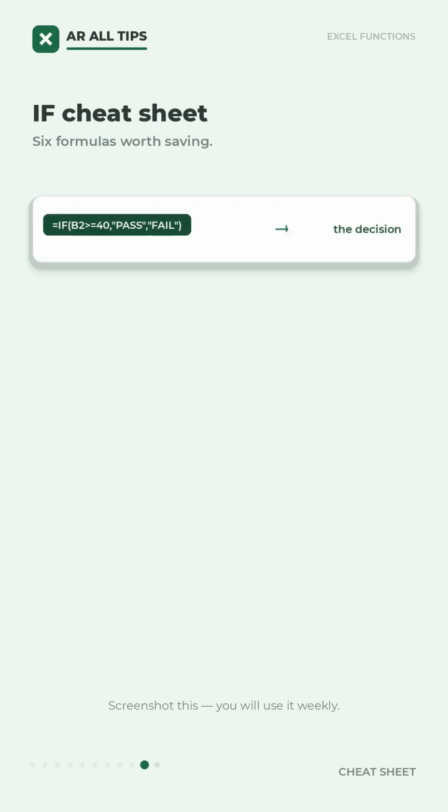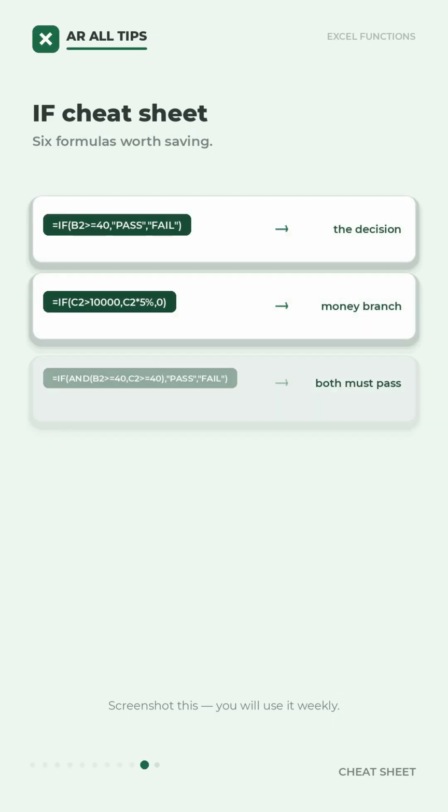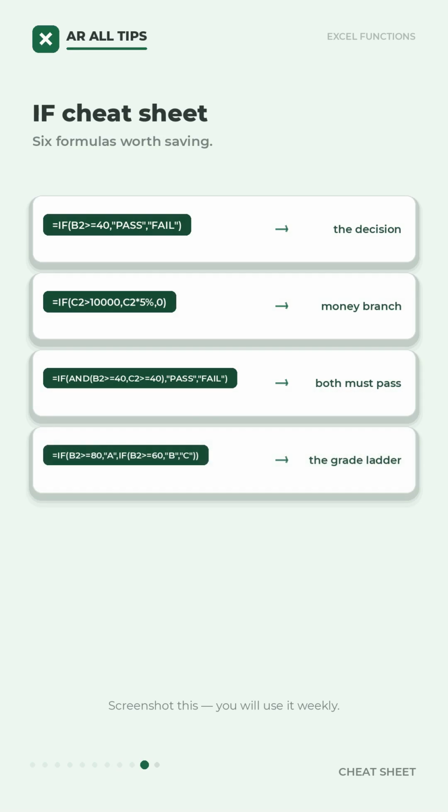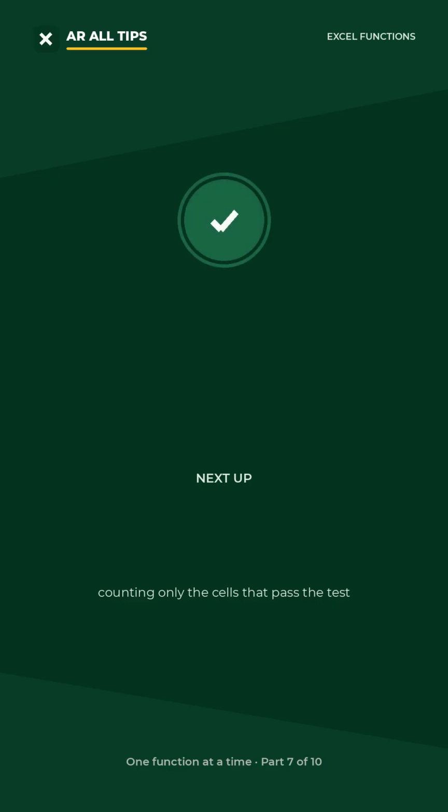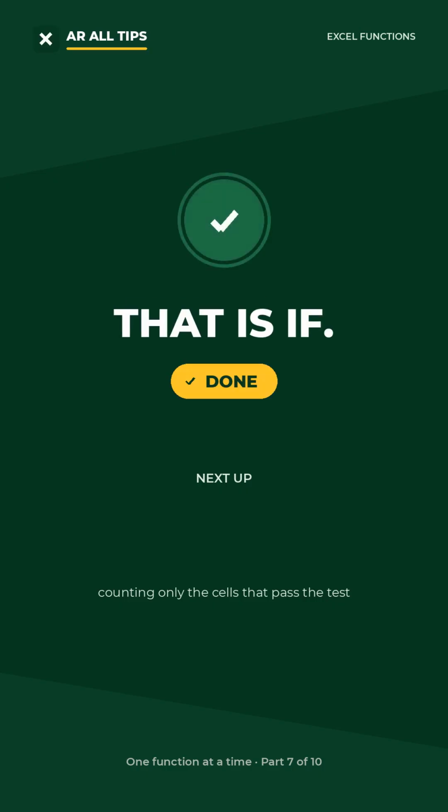Quick recap. IF, 1 test, 2 answers. AND or OR for double tests. Nested IF for the grade ladder. IFS for the tidy version, and the blank check that keeps reports clean. Screenshot this one. Every real spreadsheet uses it. And that's IF, the function that turns a spreadsheet into a decision maker.